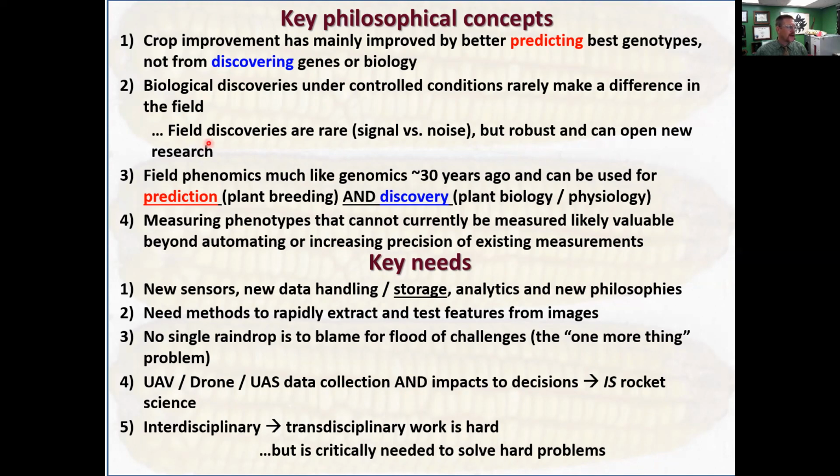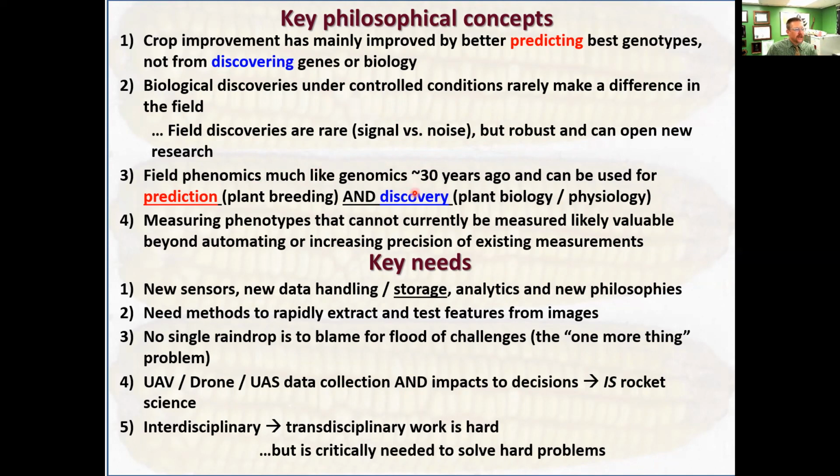However, if we discover something in the field, if the signal can outweigh the noise, it can open a whole new area of research. So dwarfing genes, for instance, are something so impactful in the field, you can see them, and then you move them and they're going to work. And that can open up a whole new area of research.